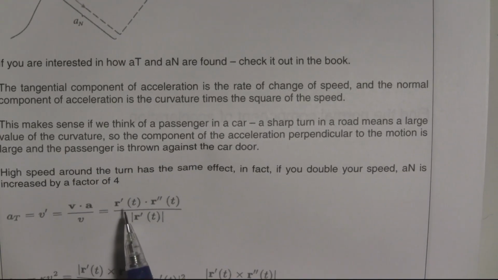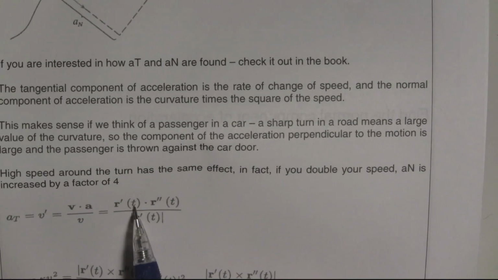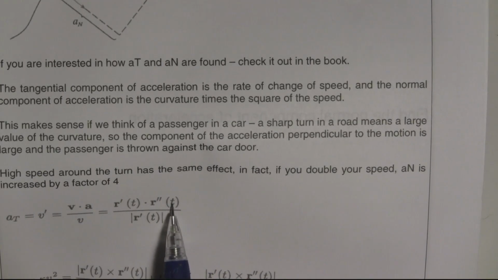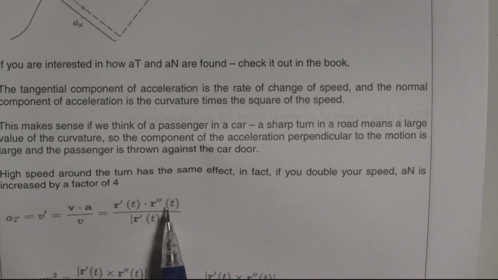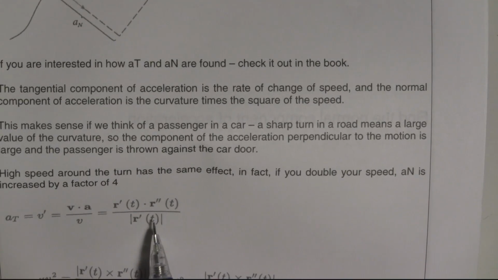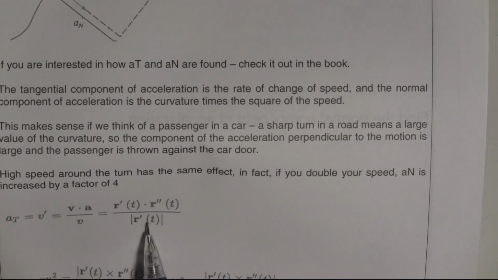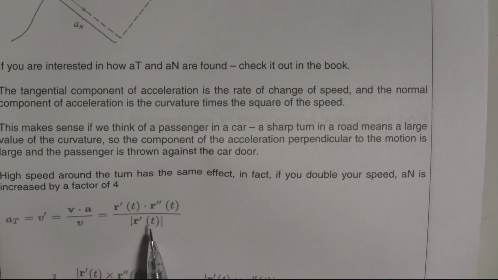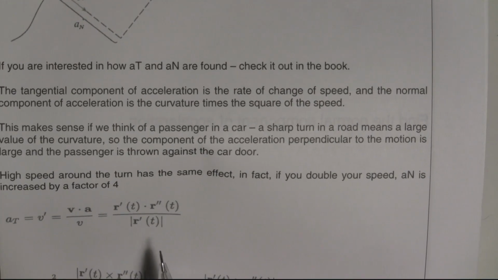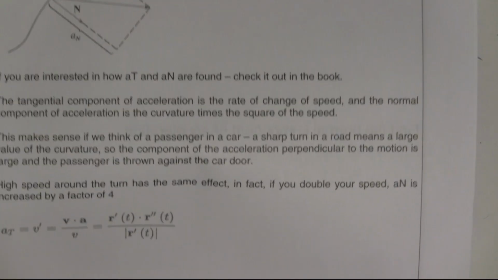I look at this and I think, well, easily I know R prime and not R double prime. I actually found those in the previous problem, I believe, and then dividing by the magnitude of R prime. I believe I also found that, because that's the velocity, right? The magnitude of the velocity. So I think I have all the pieces that I need for AT already, that we found in the previous example, and you can go check it out and make sure.